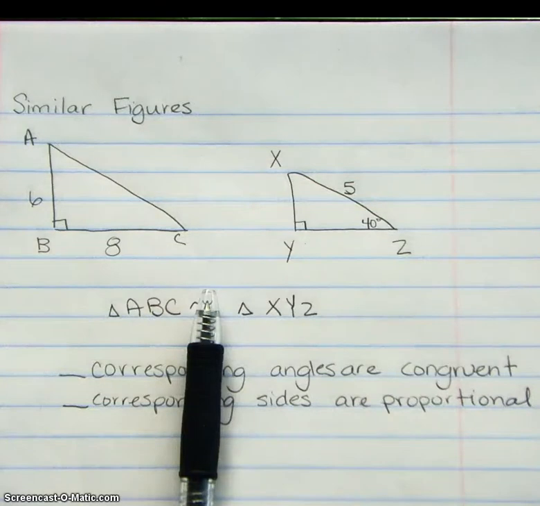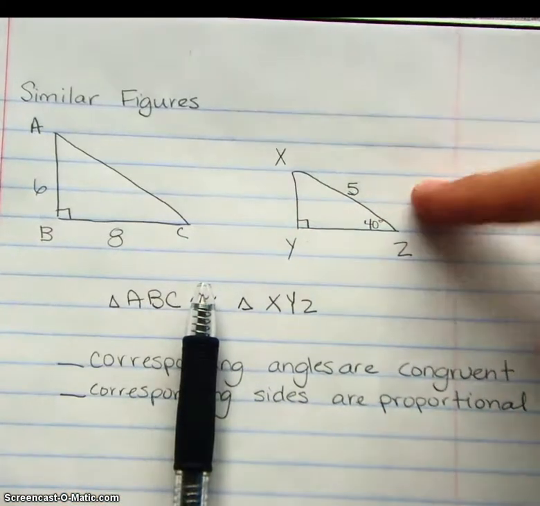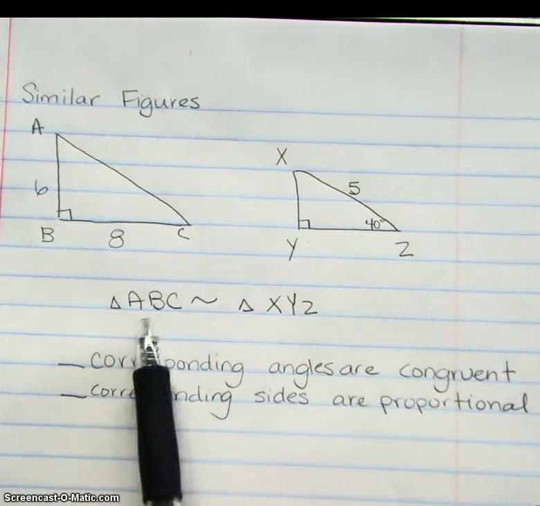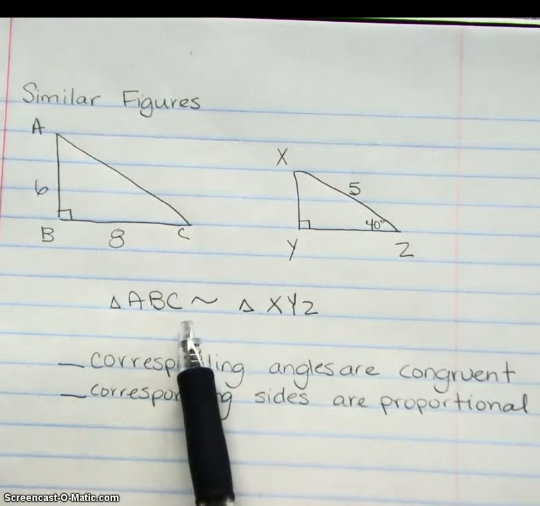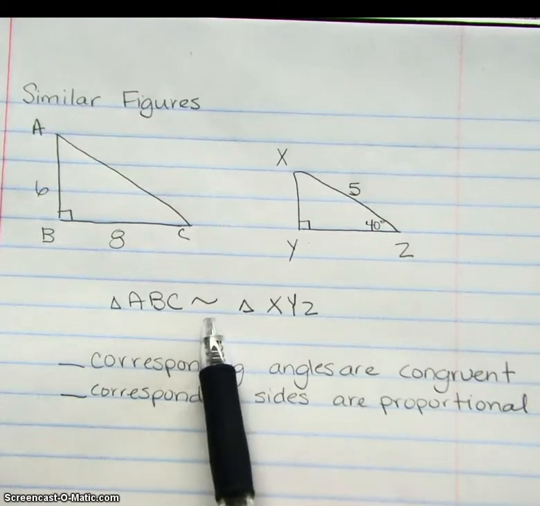So today we're talking about similar figures, and here I have two triangles that are similar figures. We have triangle ABC, and we have triangle XYZ. Right here we have a mathematical statement that says triangle ABC is similar to triangle XYZ. This little symbol right here in the middle stands for similar. So anytime you see one little squiggly line, that means is similar to.